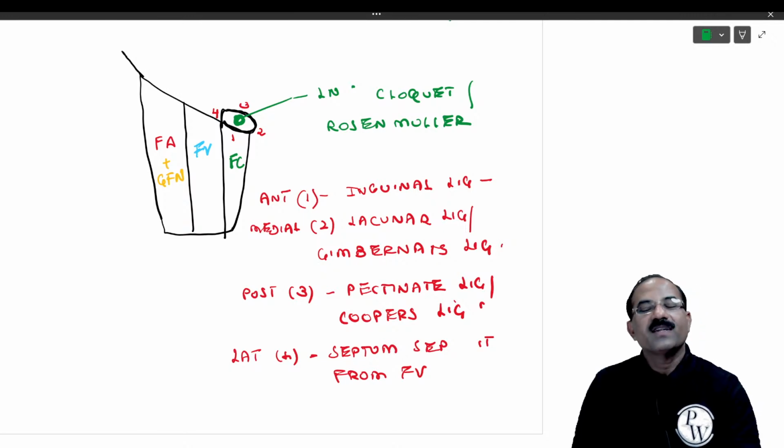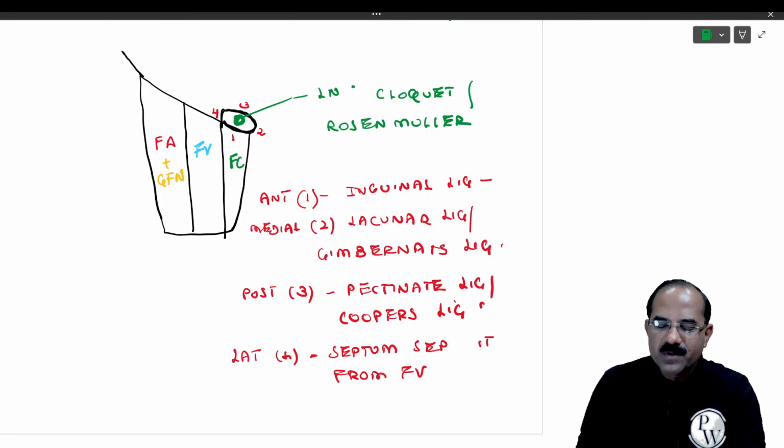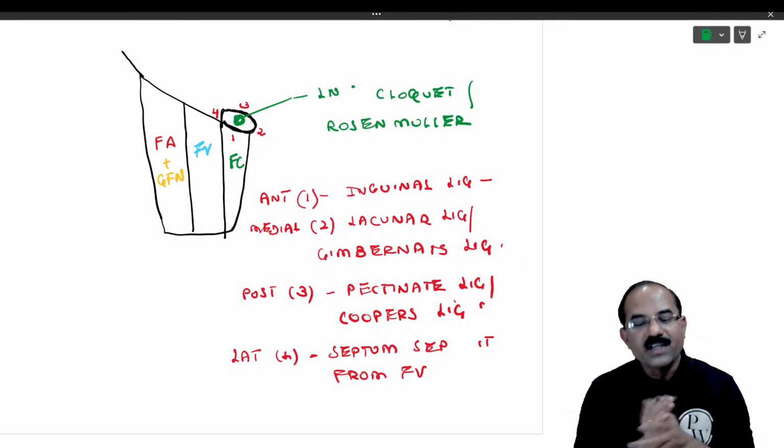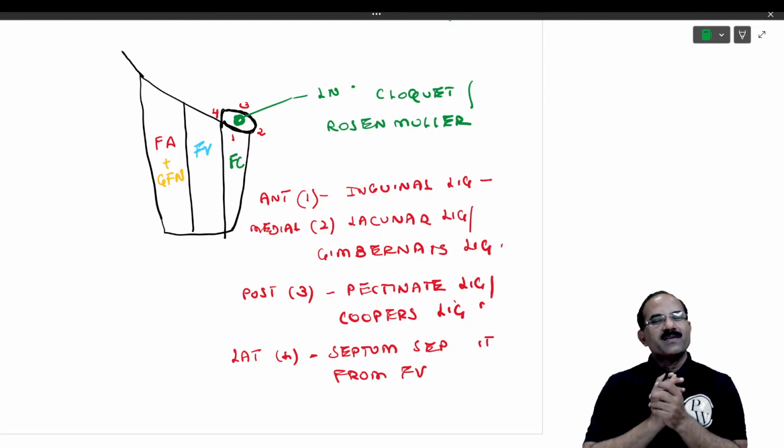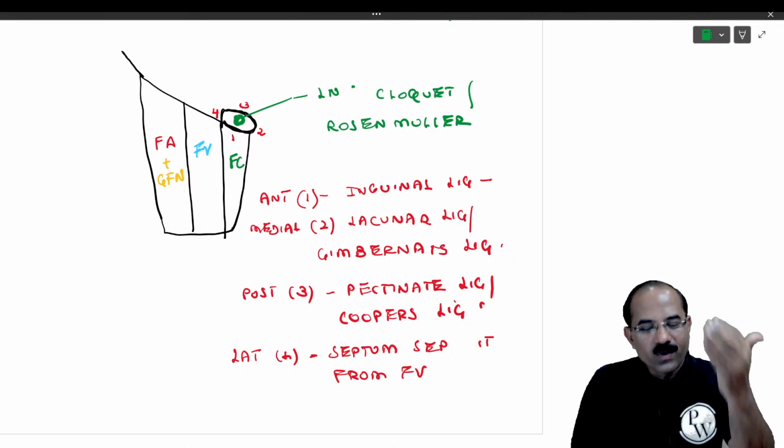Yes. So this is the lymph node of Lockett or Rosenmuller, and what does this lymph node drain? Students, ये बहुत important MCQ है. What does this lymph node of Lockett or Rosenmuller drain?